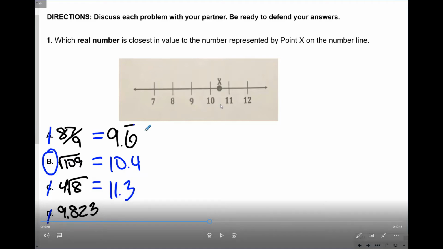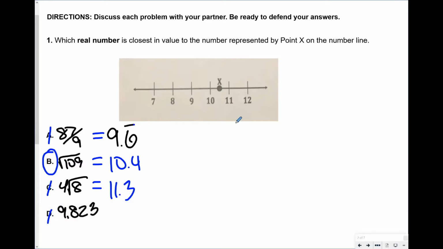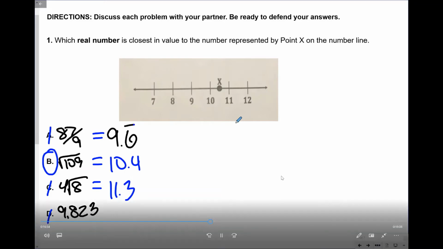And read it closely, very carefully. Read it several times so that you know what you need to do. Highlight, underline important facts of how you need to do the problem. All right, let's move on. Let's look at another.